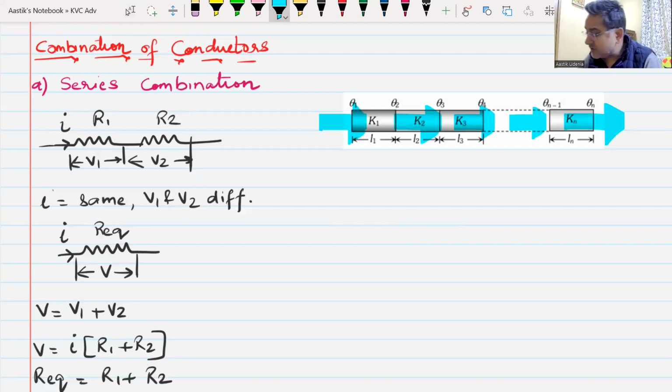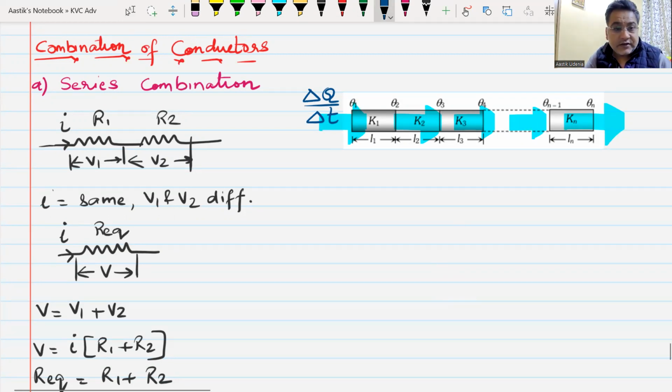Remember, we are talking about steady state. Heat current, delta Q by delta T, is the same. The heat flowing per unit time is the same. Do we understand this? Yes or no? Understood, sir.